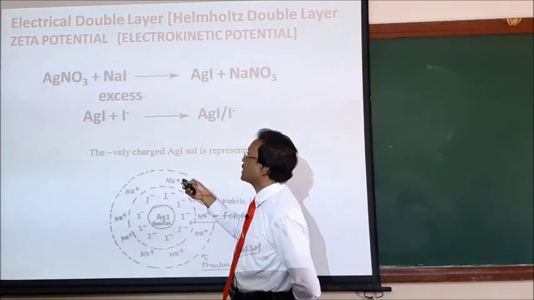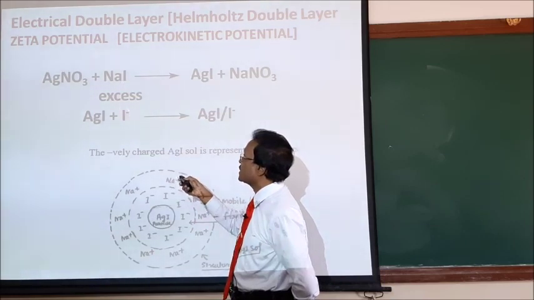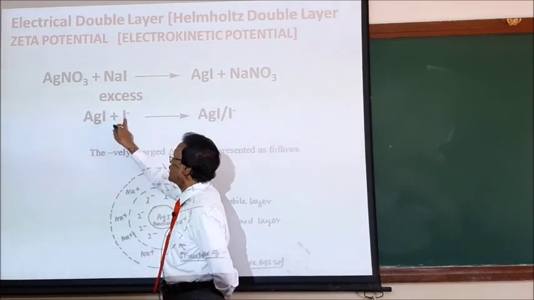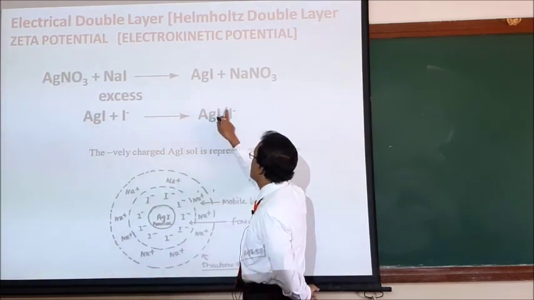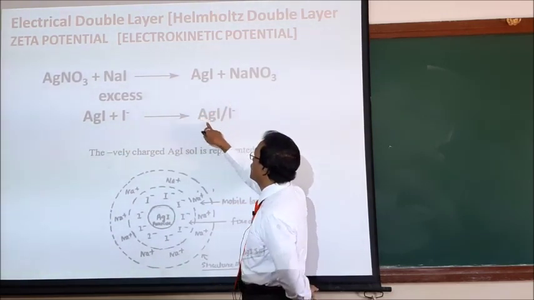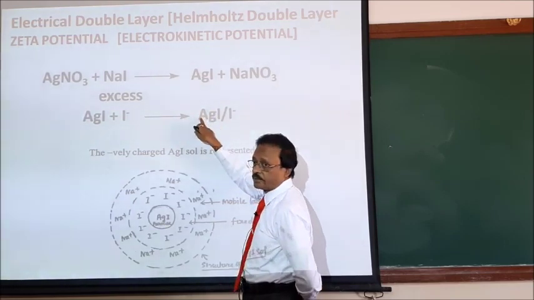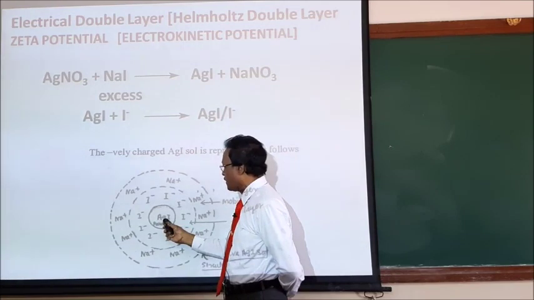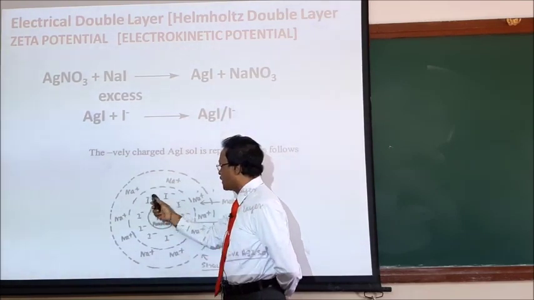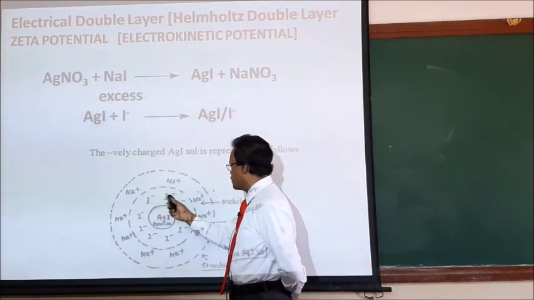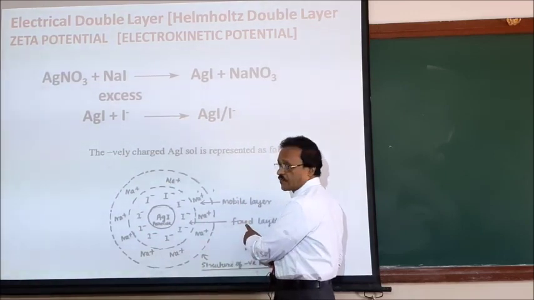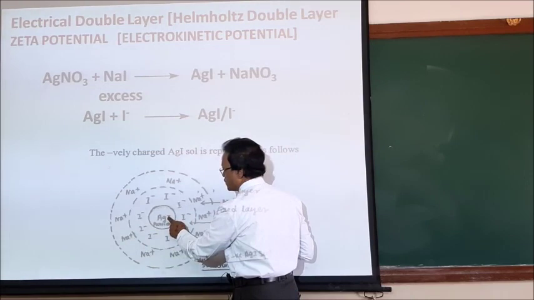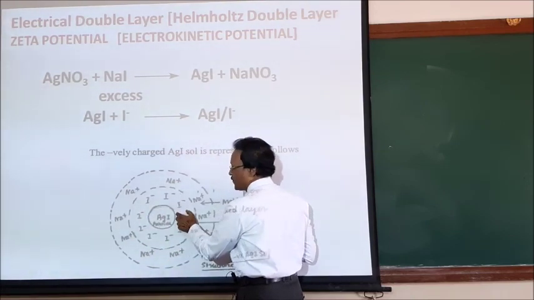Here, under the condition of taking excess sodium iodide, I minus ions are present in excess in the dispersion medium. By preferential adsorption, the silver iodide particle adsorbs I minus ions and becomes negatively charged. This is called the fixed layer. So silver iodide, by preferential adsorption, adsorbs the I minus ion.